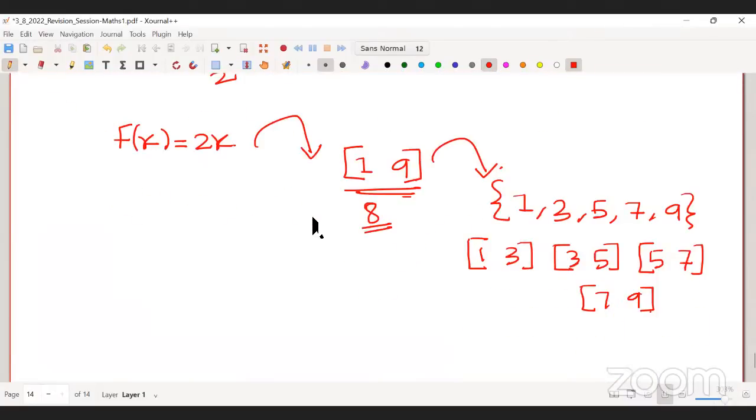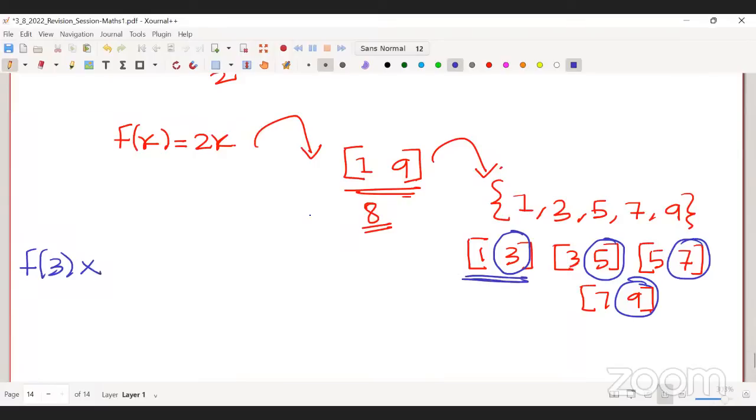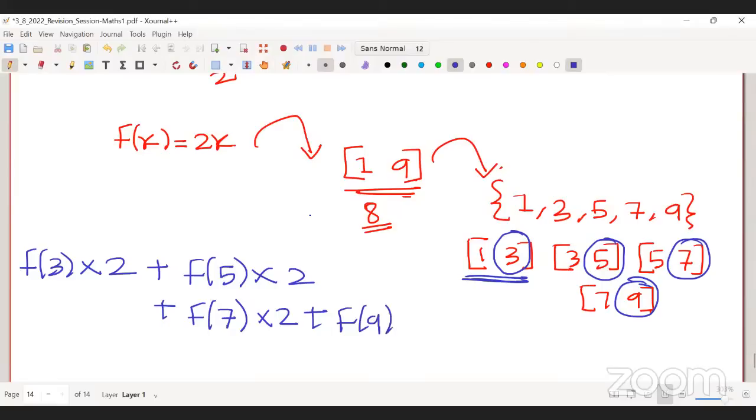Then for the right Riemann sum, you need to consider the right-hand value, the right side of the interval: 3, 5, 7, 9. So this is f of 3 times the length of this interval, which is 2. Then f of 5 times 2, f of 7 times 2, f of 9 times 2. So this will give you the final value.